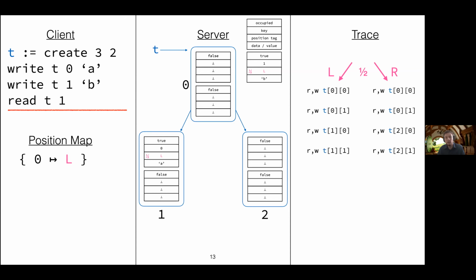And finally, what I want you to notice here is that on the right over here, we actually have revealed, as a result of the read, what the value of our position tag was. But that's fine, because that position tag is never going to be reused, and it was generated completely independently from the secrets. So even though the traces are different, they don't reveal any information about the secrets in the ORAM.